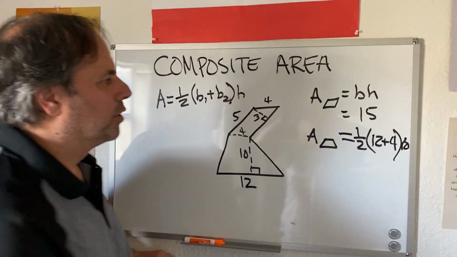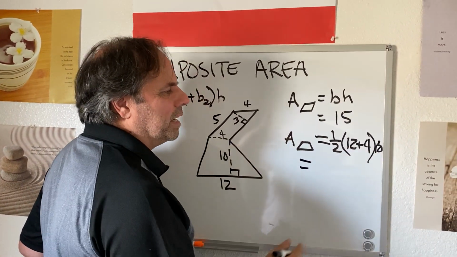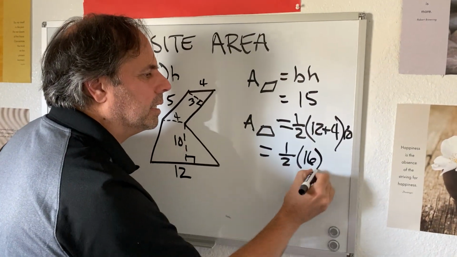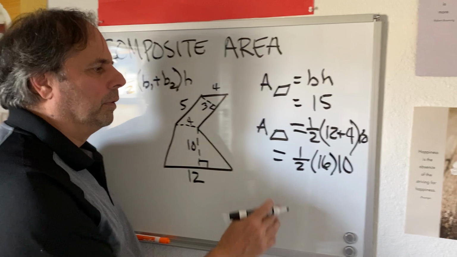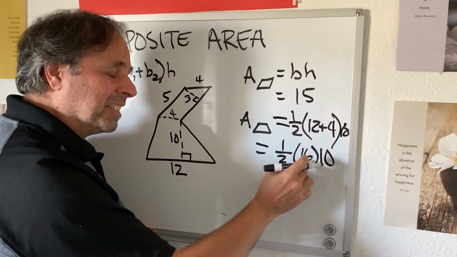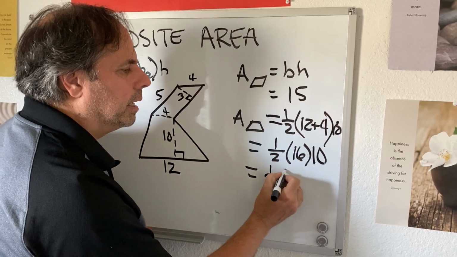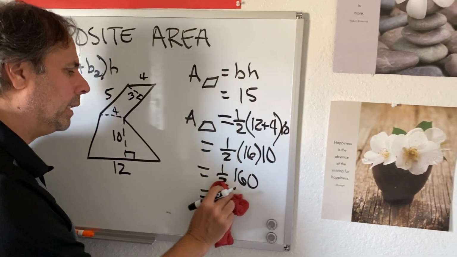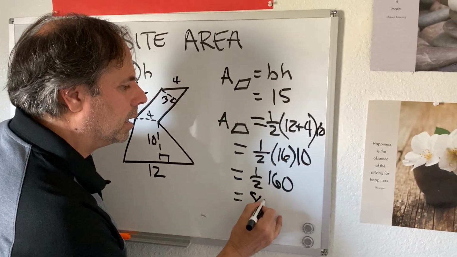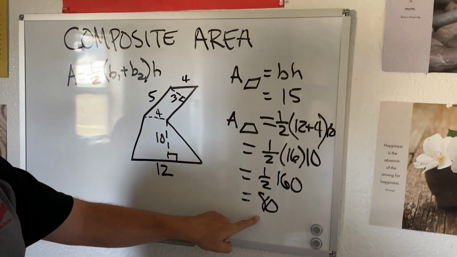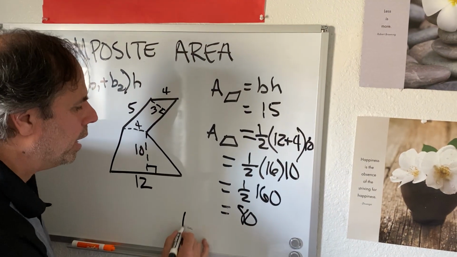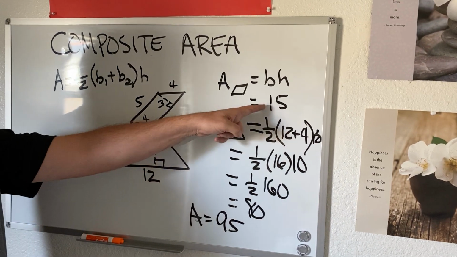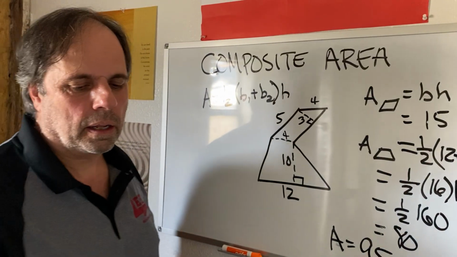Okay? So this area equals 1/2, 12 plus 4 is 16, times 10. We'll multiply 16 times 10 is 160, and 1/2 of that is 80. So the area of the parallelogram is 15, the area of the trapezoid is 80, we add those together, and the area of the whole figure is 95. 80 plus 15, the area of the trapezoid plus the area of the parallelogram.